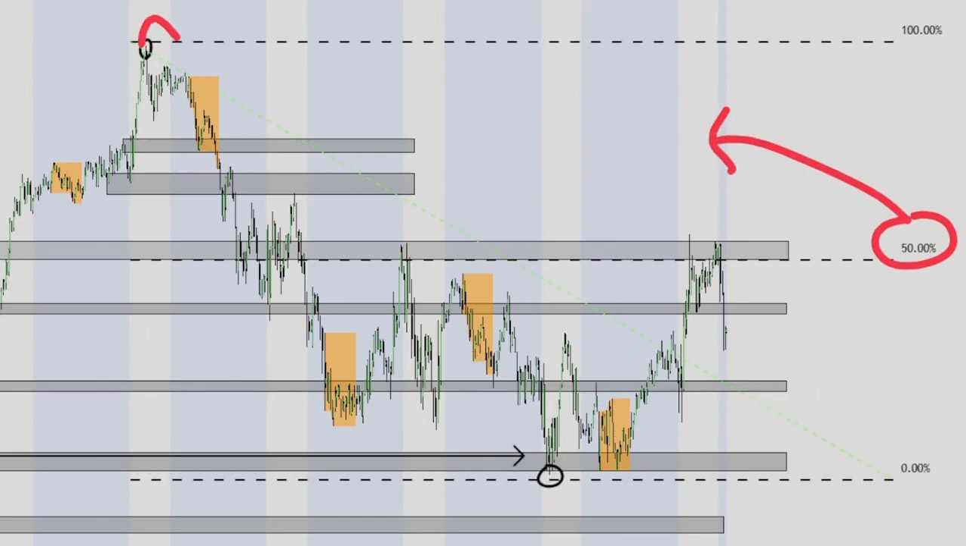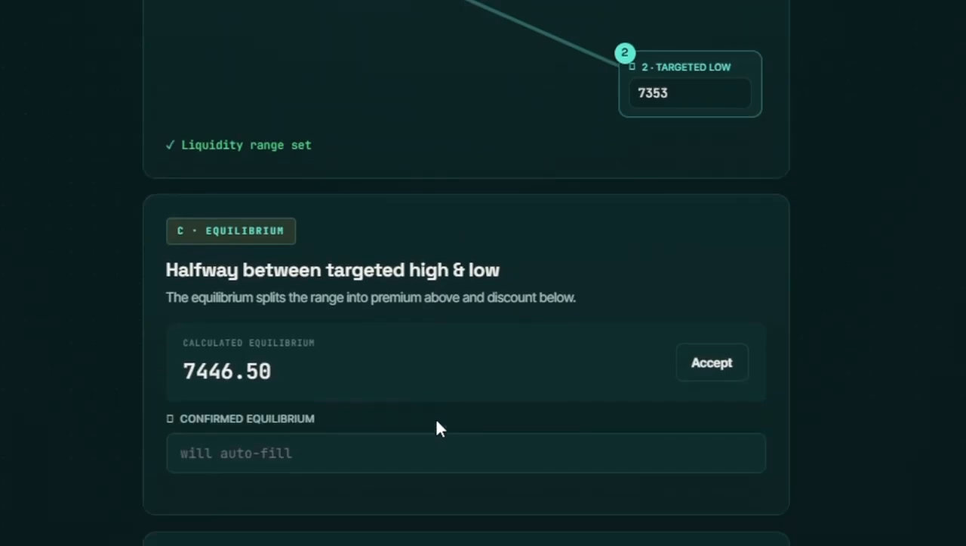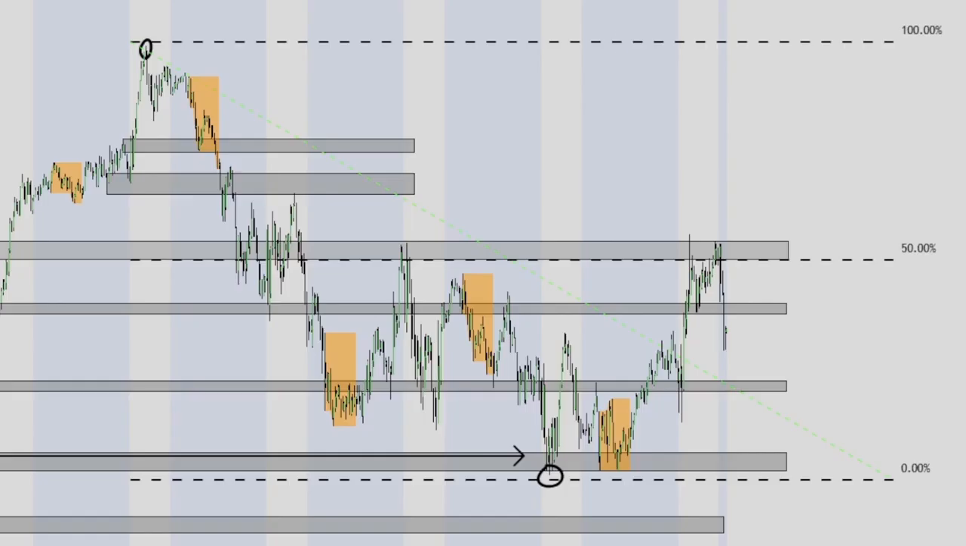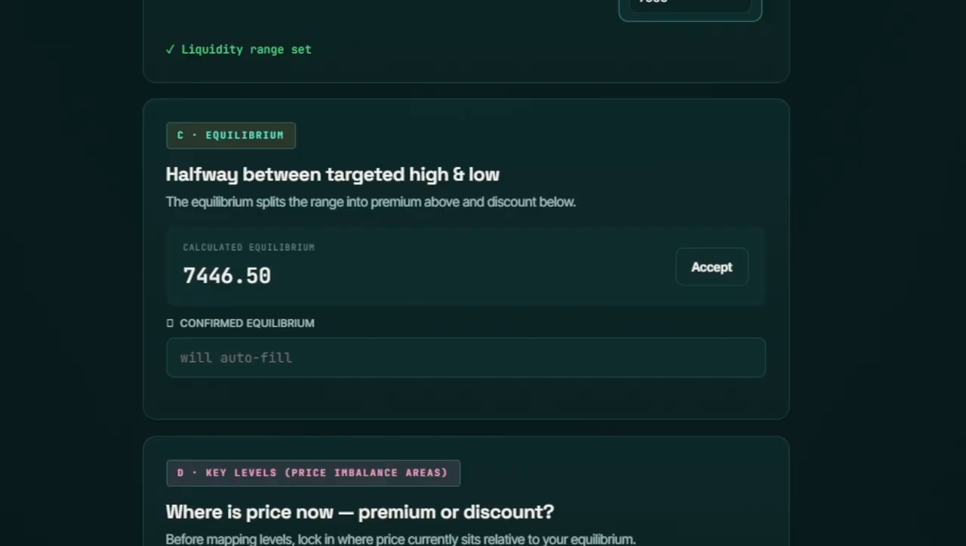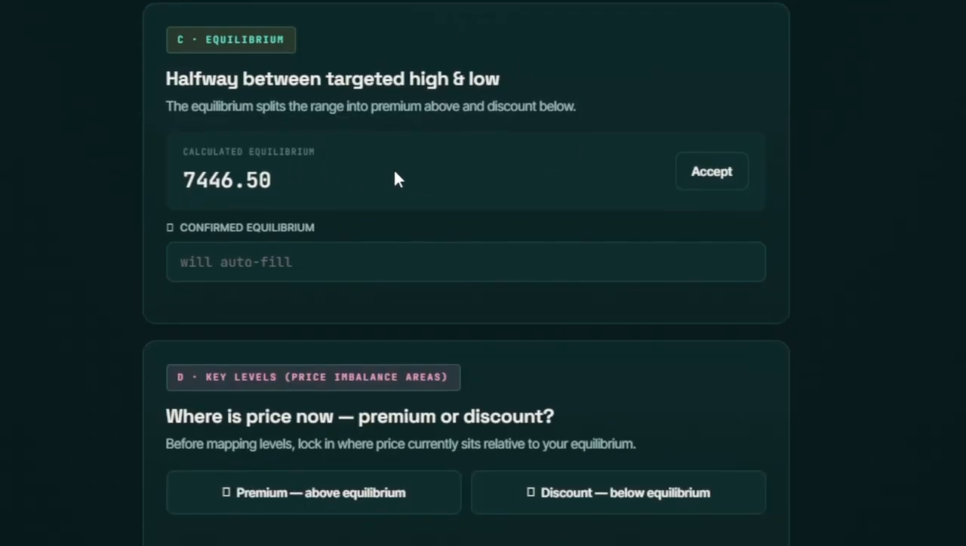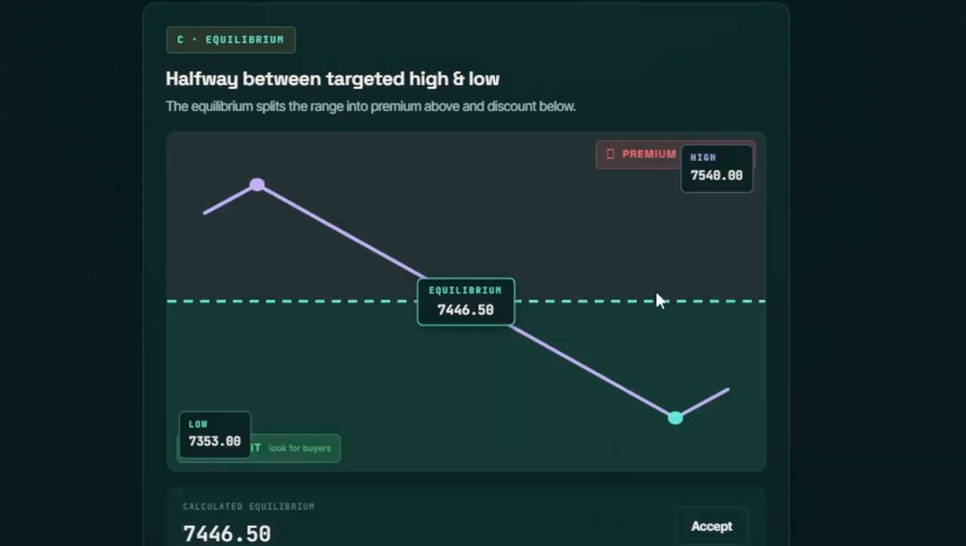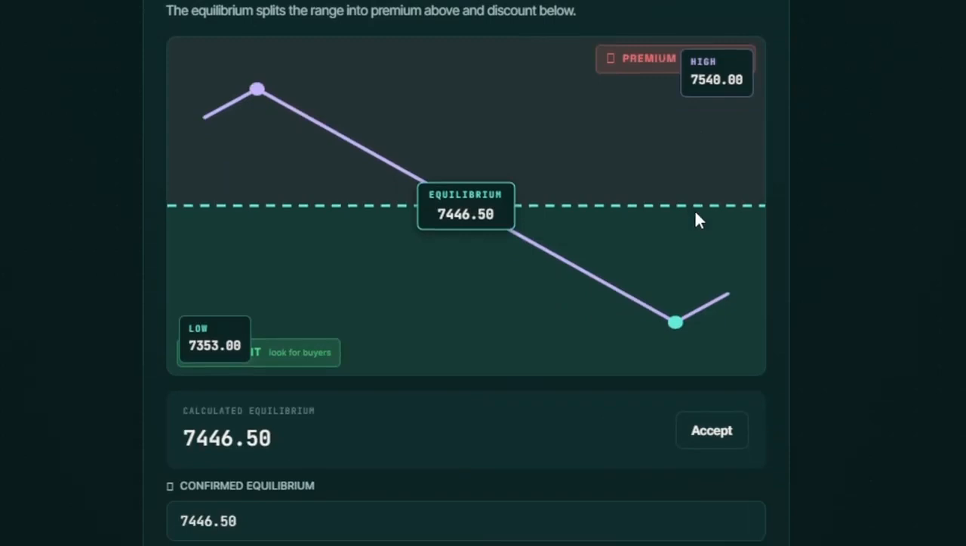Okay, this is critical, and what the application forces you to do is input these into numbers. So what we can see here, the equilibrium, if we read it, it's 74.46.5. Now the application forces you, or it calculates it for you. So 74.46.5, you want to accept that. There you go. Now once you've accepted it, you will see a very easy to understand visualized diagram.